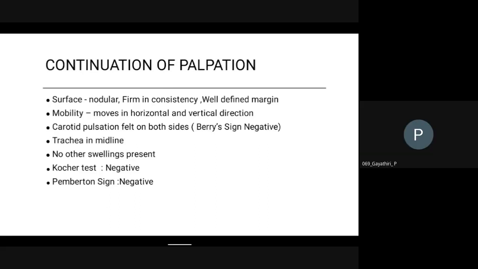The surface is nodular, firm in consistency, well-defined margin. Mobility moves in horizontal and vertical direction. Carotid pulsation is felt on both sides. Berry sign is negative. Trachea in the midline. No other swelling is present. Coach's test is negative. Pemberton sign is negative.